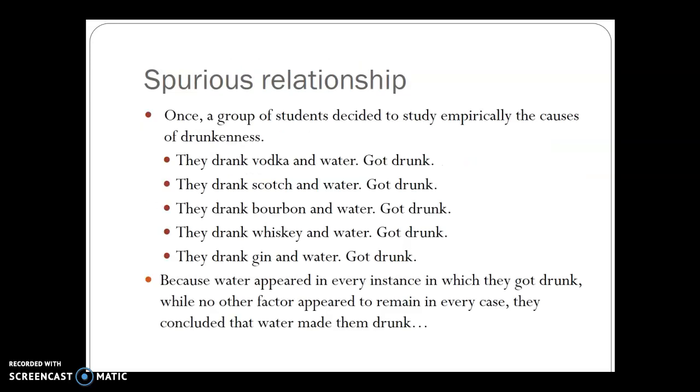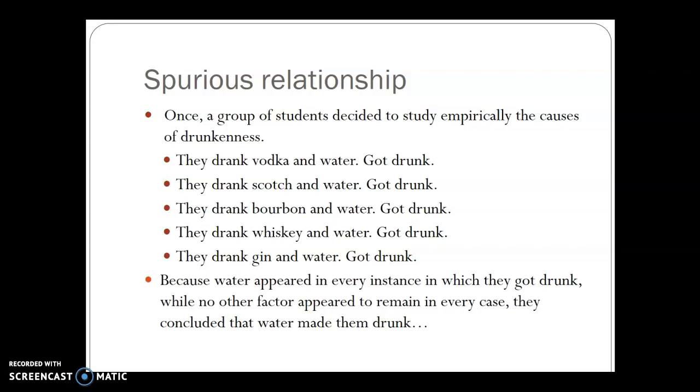Here's a silly example. Okay, you have a group of students, and they're studying drunkenness. So the topic of this study is around drunkenness. You can see here, the various experiments that they're undertaking, right? So they drink vodka and water. Okay, vodka and water. They get drunk. So, just insert your drink of choice. They drink scotch and water. They get drunk. They drink bourbon. Some people really like bourbon. Right? They drink bourbon and water. They get drunk. Whiskey, gin, so on and so forth.